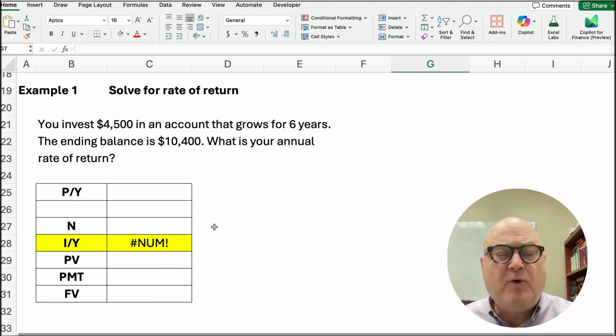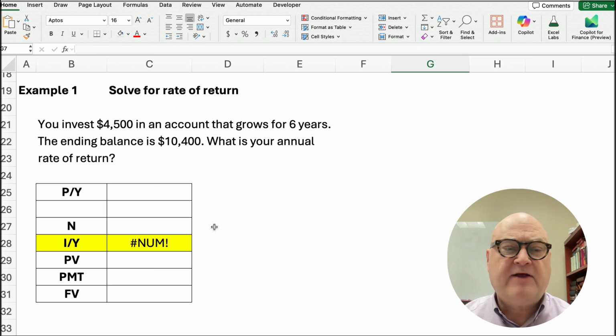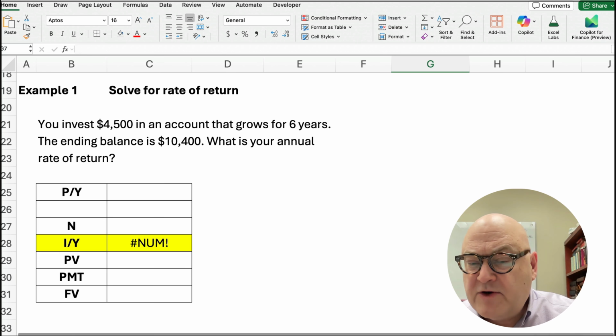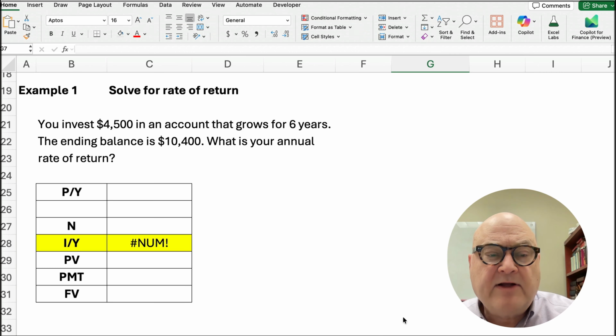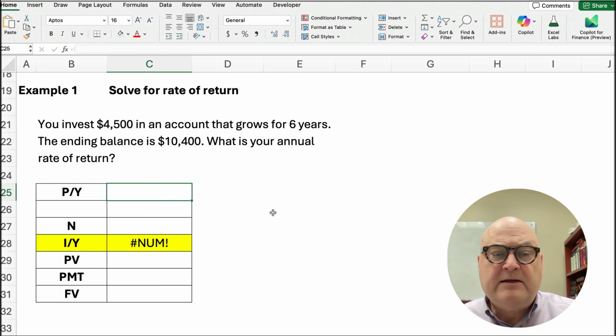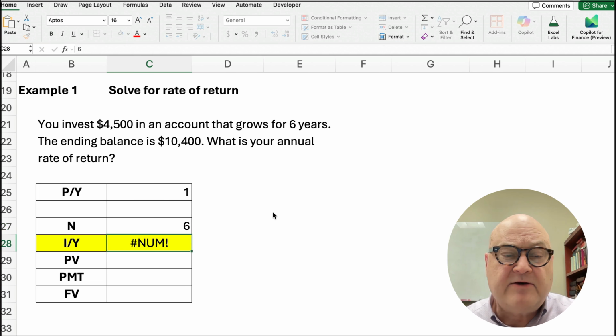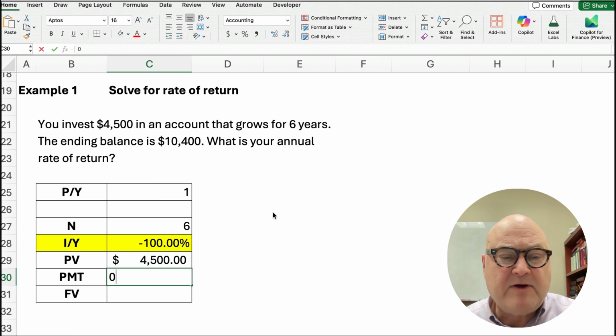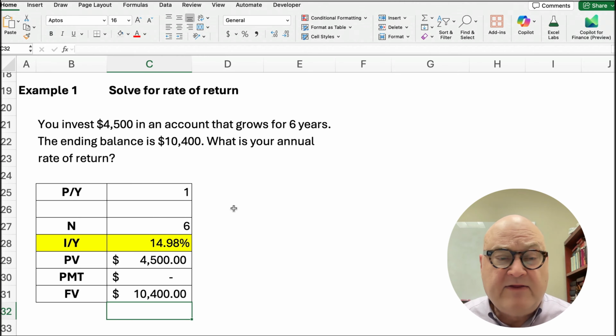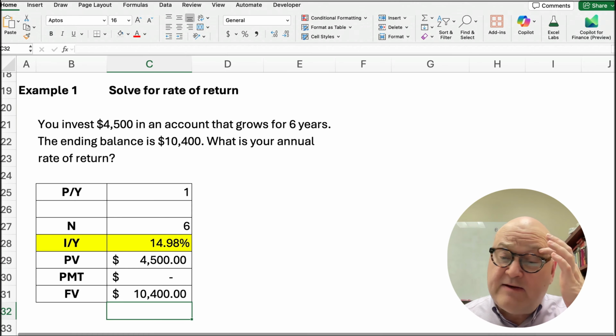Now, example 1, we're going to solve for rate of return if we invest $4,500. It grows for 6 years, and the ending balance is $10,400. What is our annual rate of return? Well, let me pull up the calculator and we'll plug in everything. So it's going to be 1 period per year. It's going to be 6 years. The present value is $4,500. There's no payment going on, and it goes to $10,400. It grows to that amount. So this looks like this is our answer, 14.98.